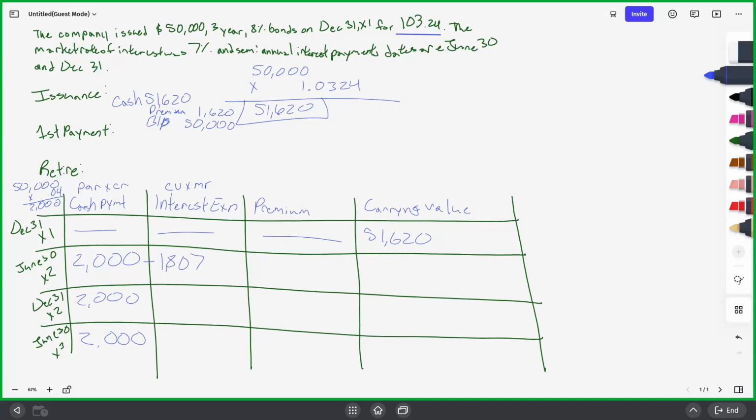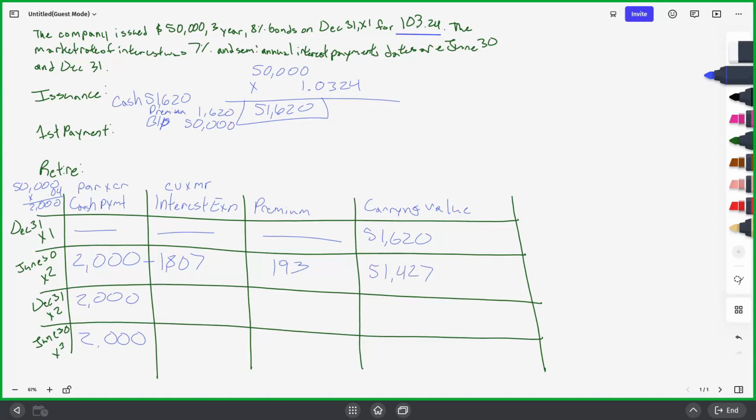All right. So what's going to happen to our premium? How do we find the premium? Subtract it out. Now, what are we going to do with our premium? Are you going to subtract that from carrying value? Yep, subtract that from carrying value.